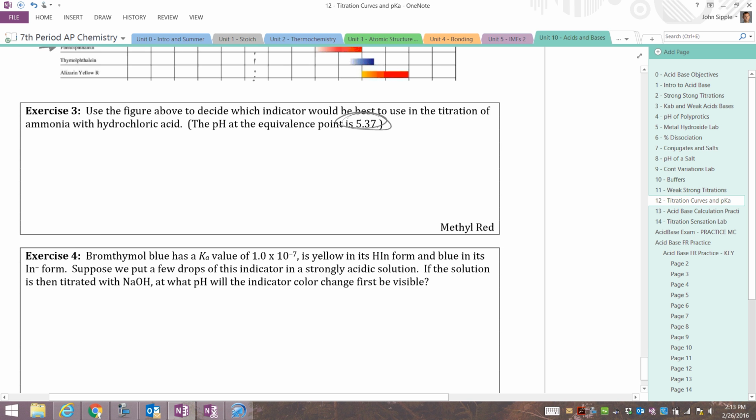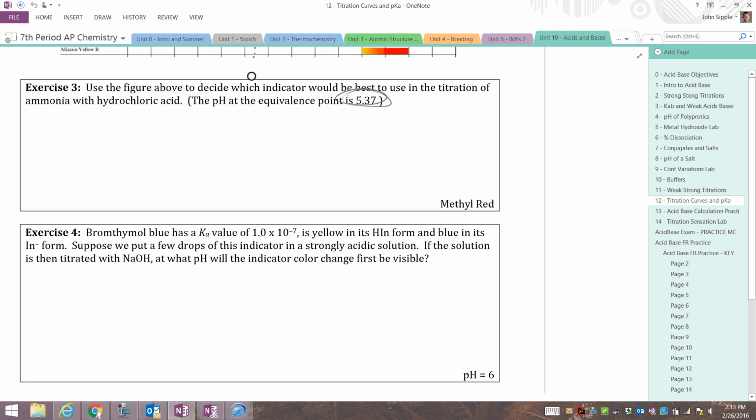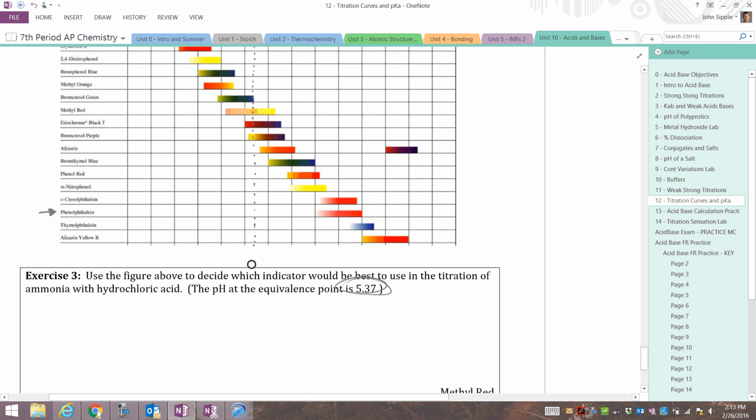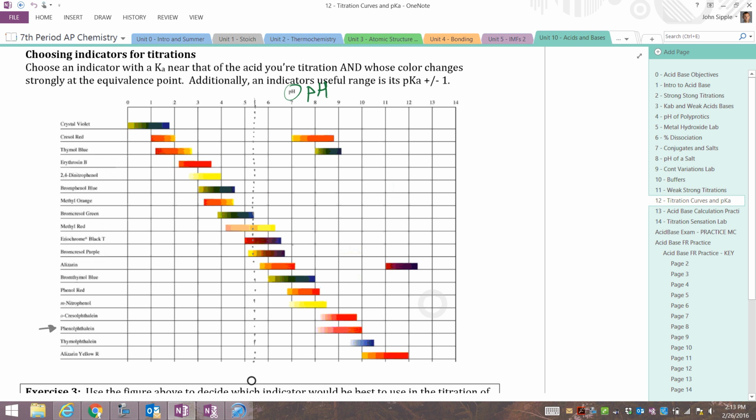Like this one here, right, this next one. Bromothymol blue has a Ka of 1.0 times 10 to the minus 7. It's yellow, and then you put a few drops of indicator in a strong acidic solution. If the solution is titrated with NaOH, at what pH will the color change first become visible? So if you look at bromothymol blue, right here, this guy, around 6.5 or so, it starts to change from blue to that green, and then it'll go yellow. Okay, and that sort of thing.